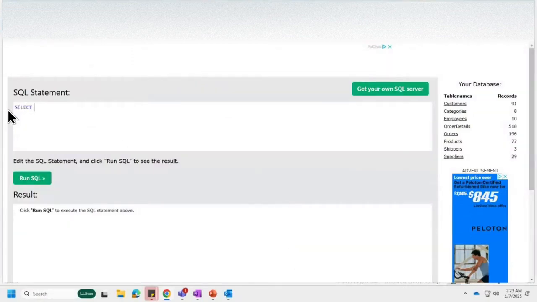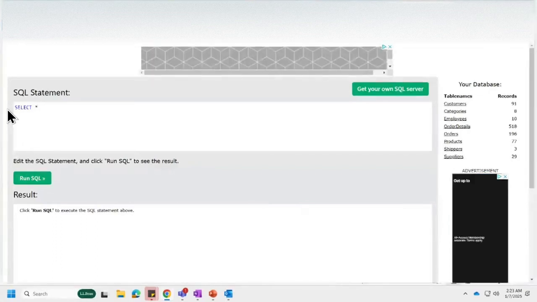Supplier ID. Are you writing somewhere? Let me see. You can't see my screen right now? Yes, I can see. Select product name. Asterisk? No, no, not asterisk. Only product name.